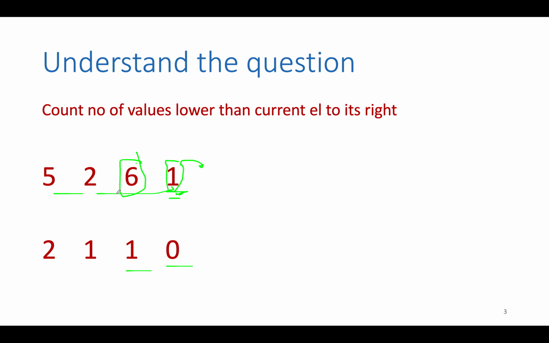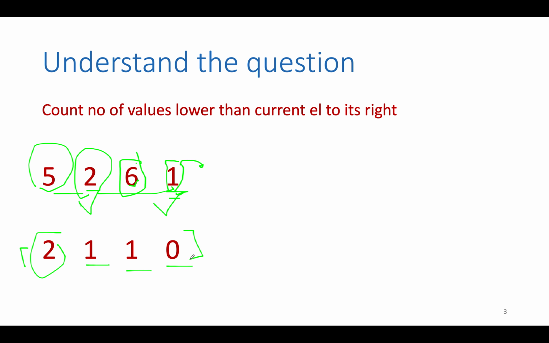So this becomes 1. What is the count of smaller numbers to the right of 2? It's 1, because 6 is greater than 2 and will not count. There's only one contender for it, so therefore it becomes 1. What is the count of those numbers that are lower than 5 to the right of 5? 2: this 2 and this 1. The count becomes 2 and the answer becomes 2. So this is the output array that we need to return.